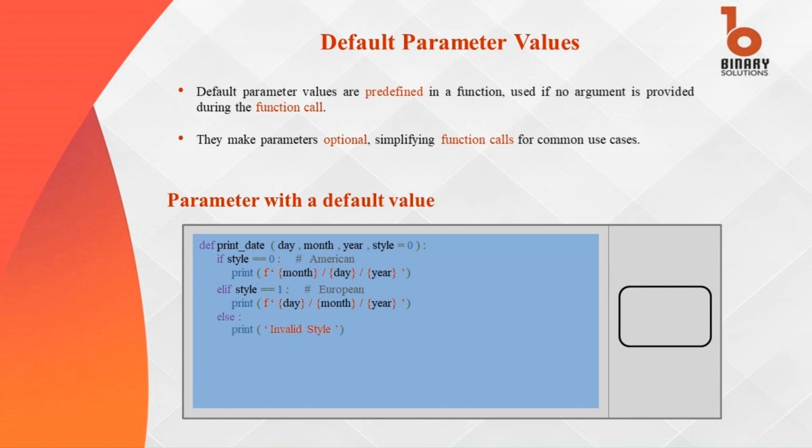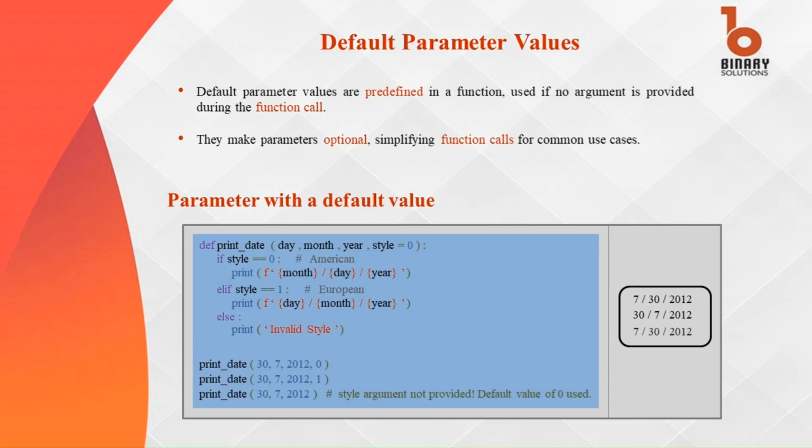The program includes three function calls. The first specifies style 0, resulting in the output 7:30, 2012. The second call sets style 1, producing the output 37, 2012. The third call omits the style argument, relying on the default value of 0, which again outputs 7:30, 2012. This example highlights how default parameter values simplify function calls by making specific arguments optional.